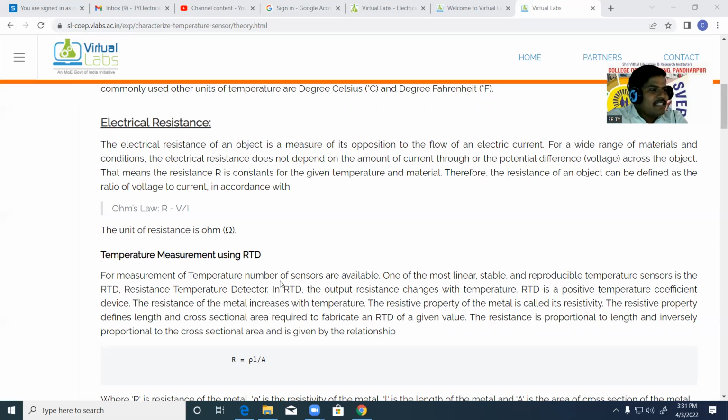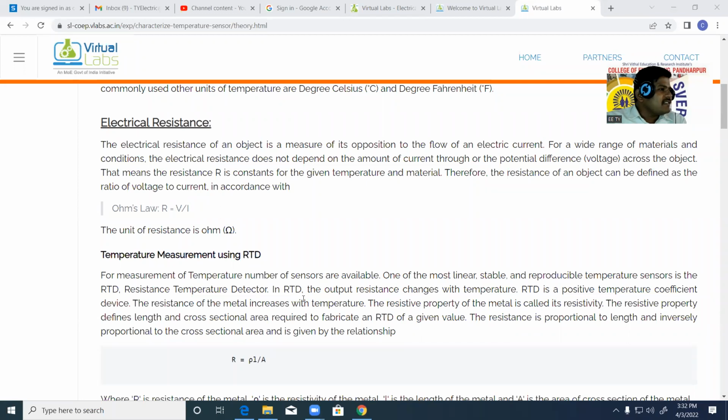It is linear, stable and reproducible. The temperature sensor is the RTD. In the resistance temperature detector, the output resistance changes with temperature. RTD is a positive temperature coefficient device. So see, this is a positive temperature coefficient device. The resistance of the metal increases with the temperature.